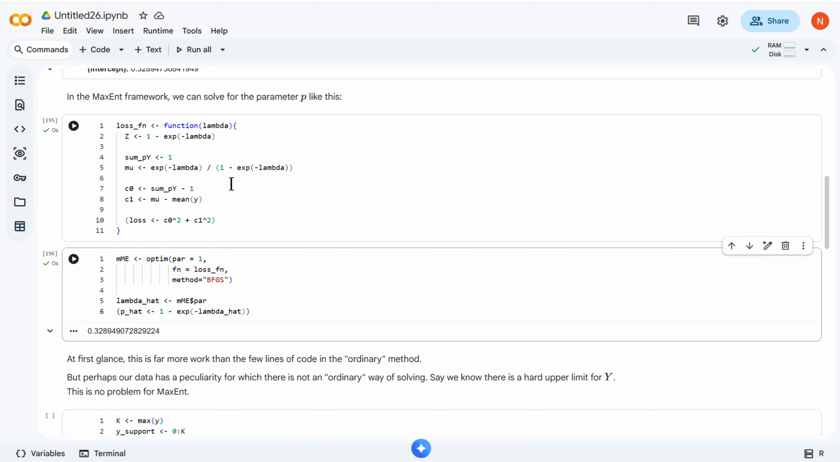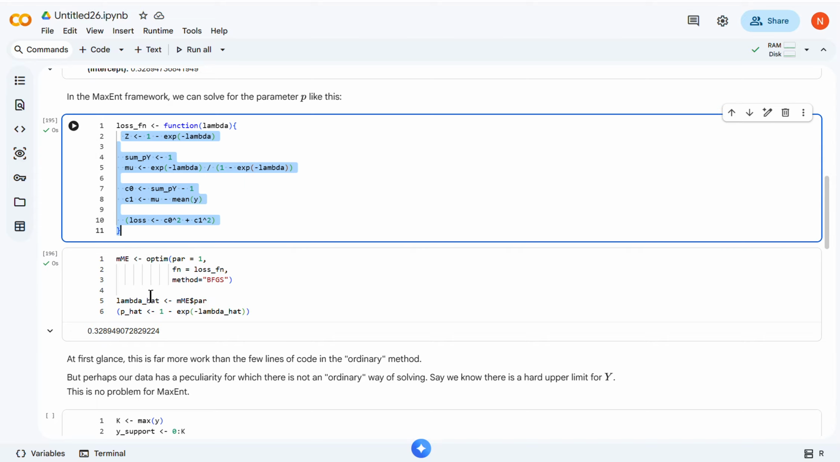I want to point out that we did this alternative way of trying to estimate the parameter, and therefore the probability distribution of the data. And secondly, that it was more work. What we did here doing MaxEnt was more work.